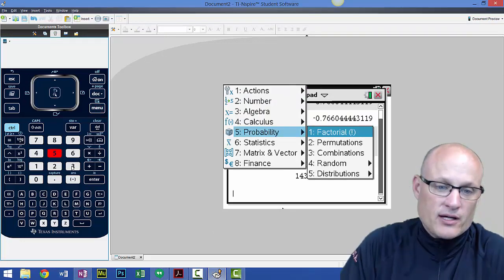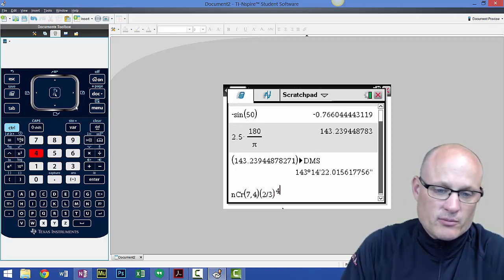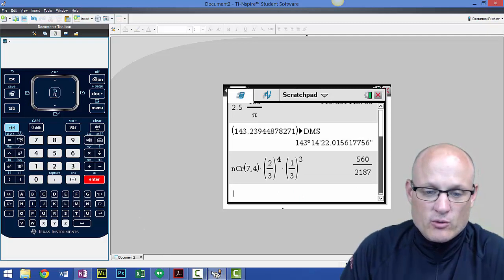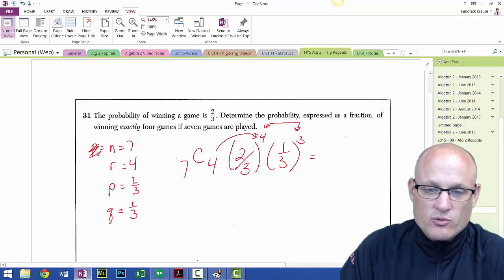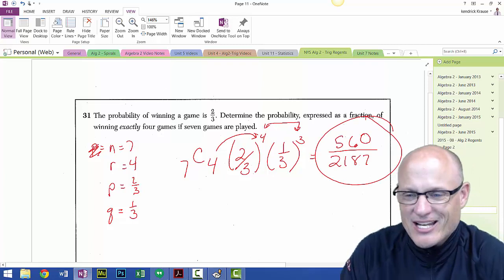So it's 7 choose 4, parenthesis 2 divided by 3, raised to the 4th, parenthesis 1 divided by 3, raised to the 3rd. 560 over 2187. Now, this is not one where you're like, oh yeah, definitely got that one right. But that's the answer, 560 over 2187.